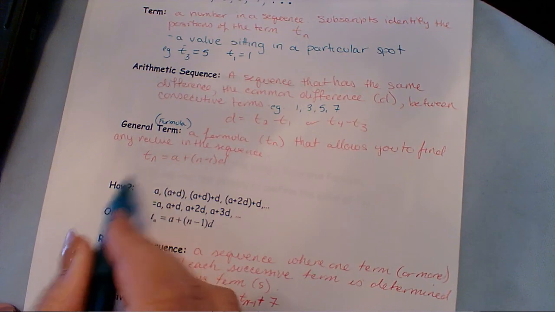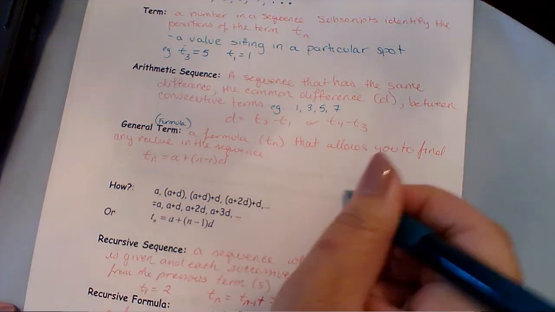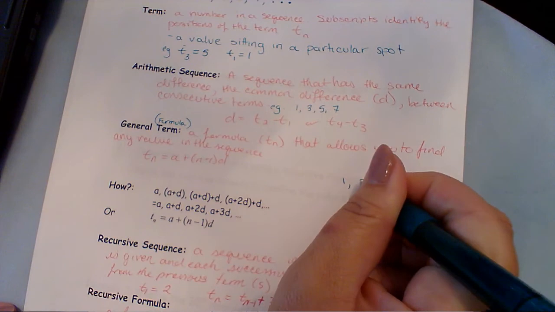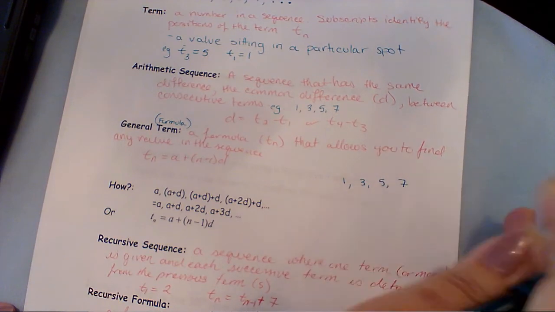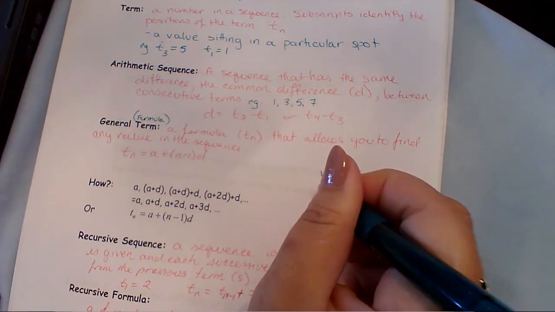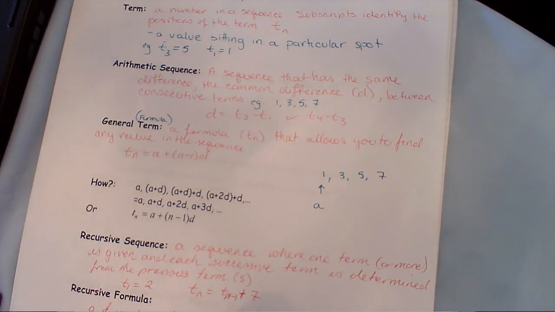The number in the front of every sequence, so 1, 3, 5, 7, I'll just keep going back to the same one, this guy is in the A spot, just like the alphabet: first guy, first spot, A.